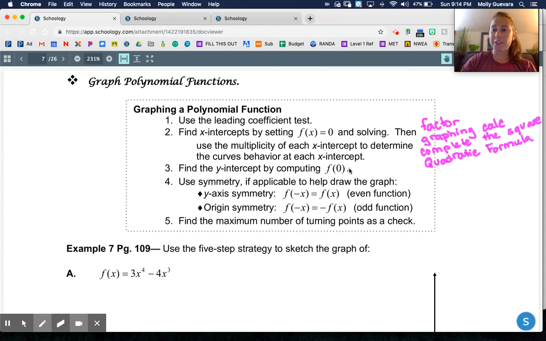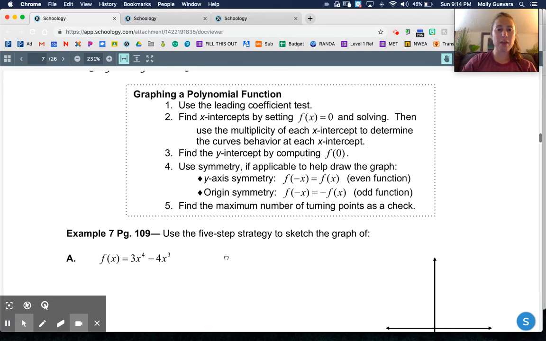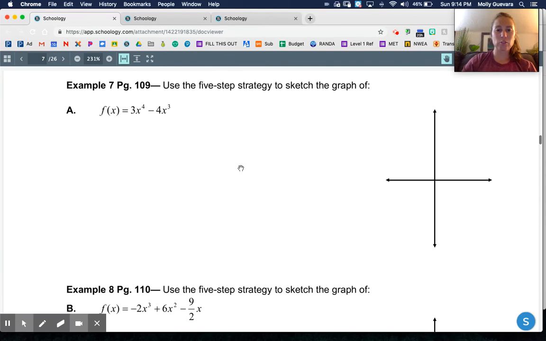Then we're going to find the y-intercept by plugging in 0. And then we're going to use symmetry if applicable. Okay, it's really late. Let's just move on with that one, right? So is it an even function? Is it an odd function? And then find the maximum number of turning points as a check. So keep that list handy because I'm going to have to scroll away from it. But we're going to number them as we go just so we can keep track. So the first step in the 5-step strategy is to use the leading coefficient test.